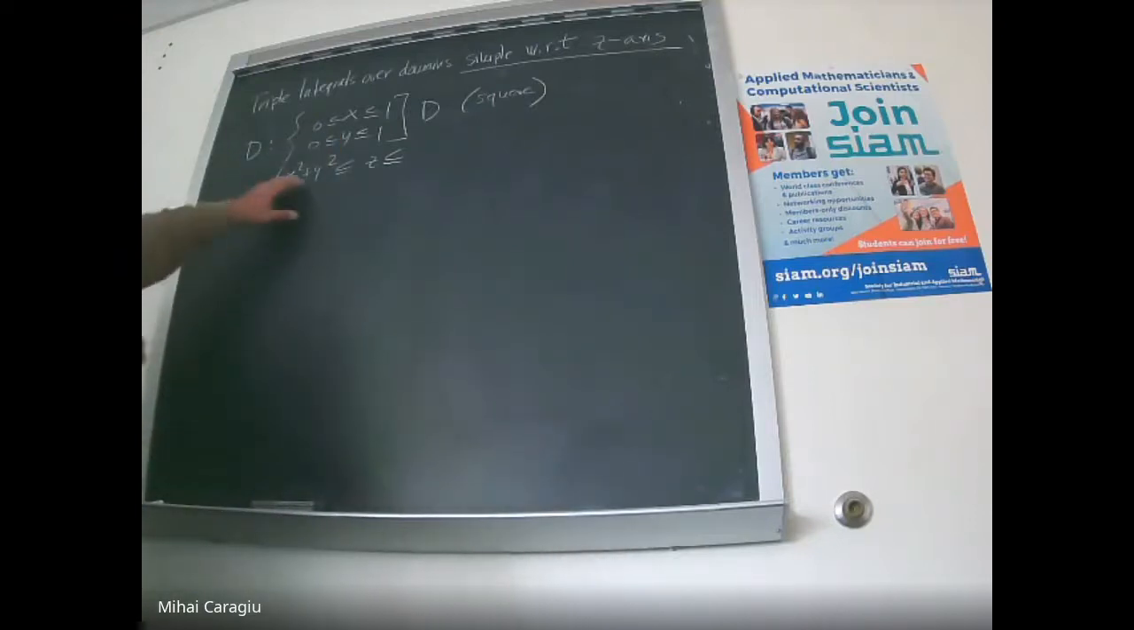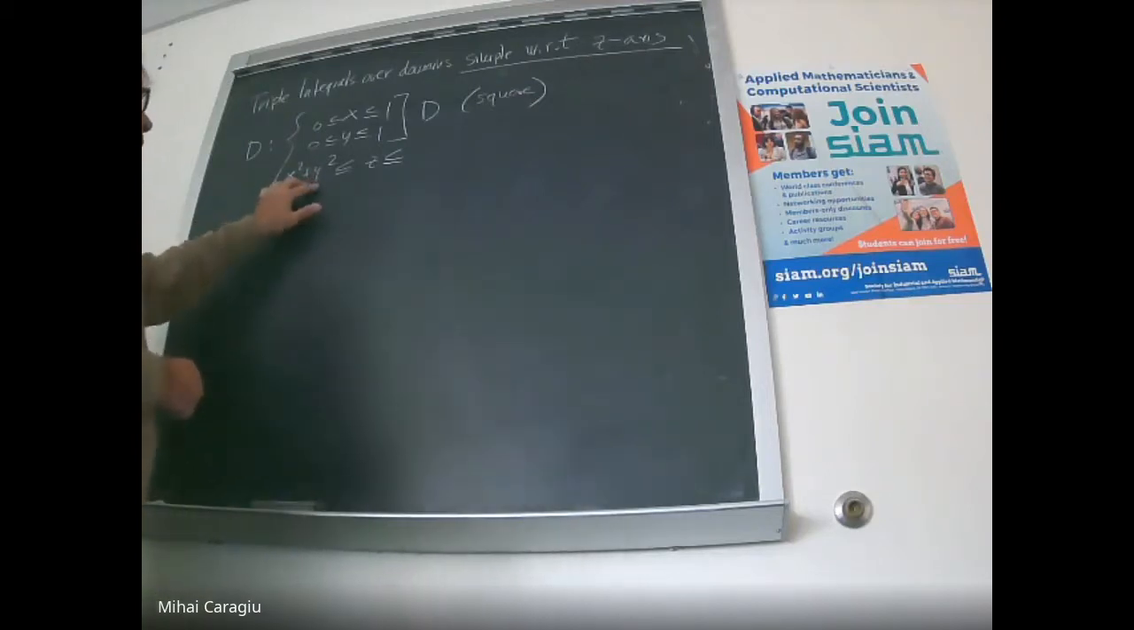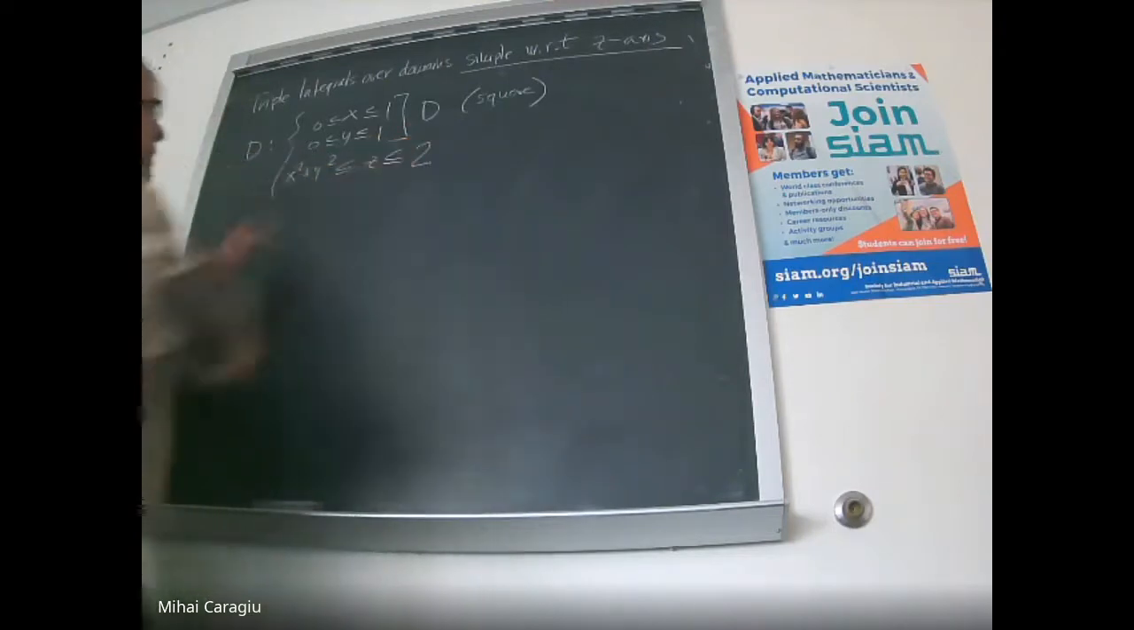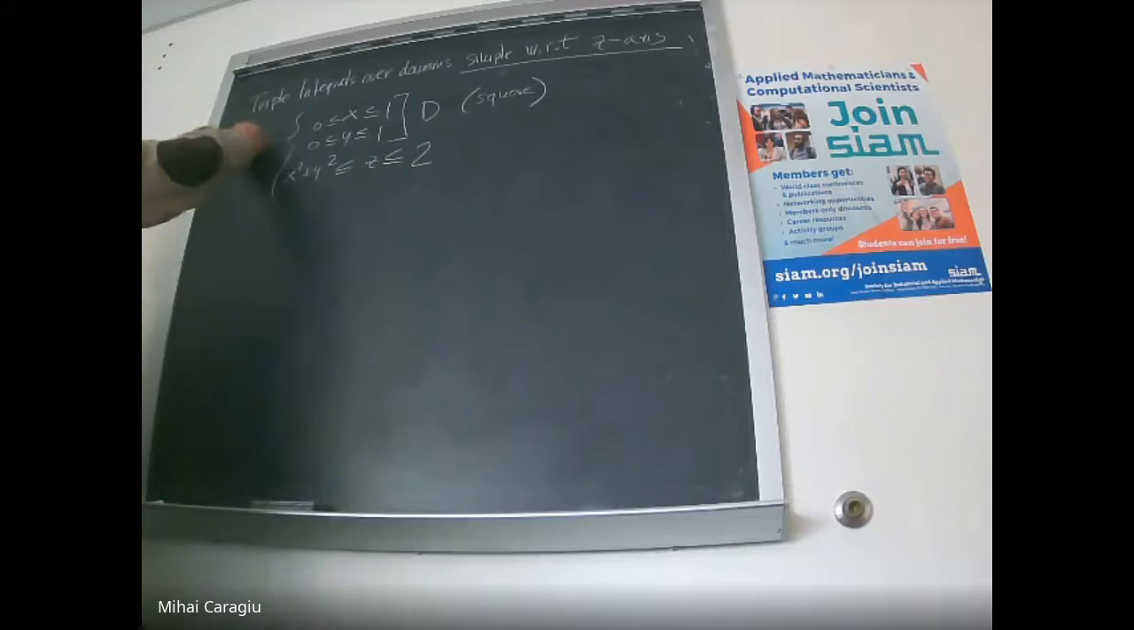And well, let's see, if x is between 0 and 1, y between 0 and 1, always x squared plus y squared is less than 2, right? So let's put 2 as the upper surface. So that is, sorry, not D. That is the solid domain E.